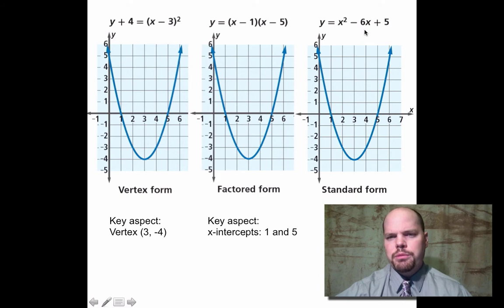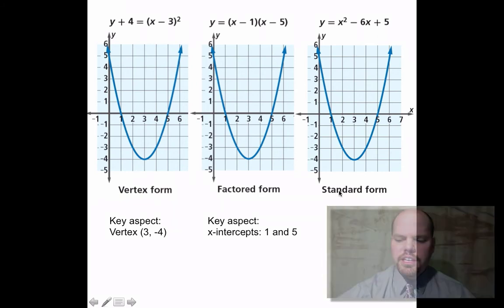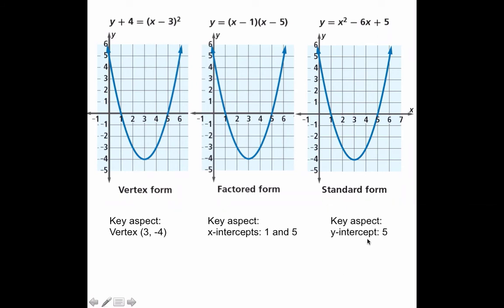And then the standard form, we looked at that in chapter 9. y equals x squared minus 6x plus 5. The key point on this is probably just the y-intercept, because if we plug in x is 0 here, 0 minus 0 plus 5, the y-intercept is 5. Now these all three are the same equation, same graph. They're just in different forms, so you should recognize what the key aspect of each form is: vertex form, factored form, which we're looking at today, or standard form.